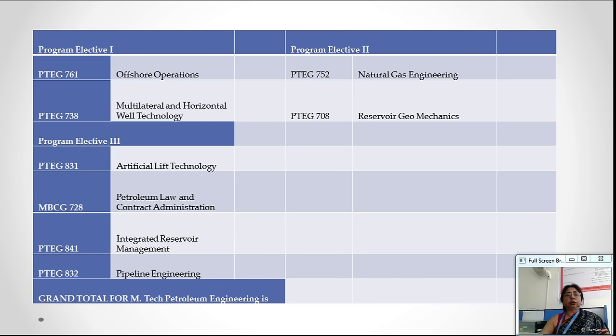So I was talking to you about the electives. 2 electives are there in the first semester, offshore operation and multilateral and horizontal well technology. You have to choose one. And then in the second semester, you have natural gas engineering and reservoir geomechanics. And in the third semester, you have artificial lift technology, petroleum law and contract administration, integrated reservoir management, and pipeline engineering. So in these 4, again, you have to take one. So in all the 3 semesters, you have the elective which you can choose from these.